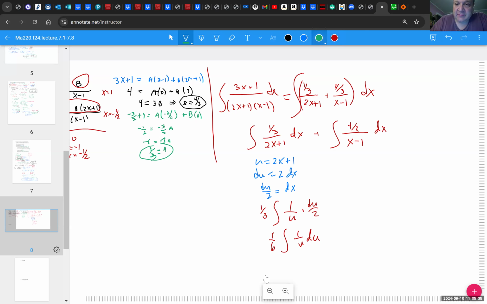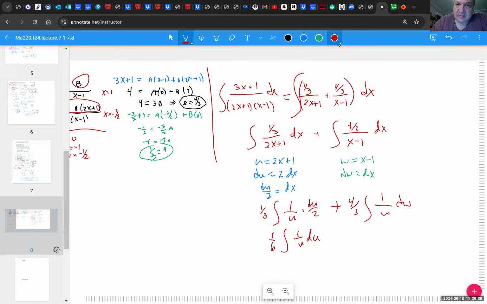And similarly, for this one over here, we're going to do w is equal to x minus 1. And that means dw and dx are identical. So this is a little bit easier to do. And I get the integral. I'll take the 4/3 out this time. 4/3 comes out. Integral of 1 over x minus 1 is w. dx and dw are the same. So that's when I integrate that.